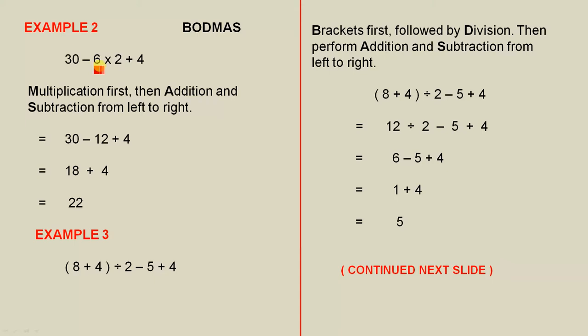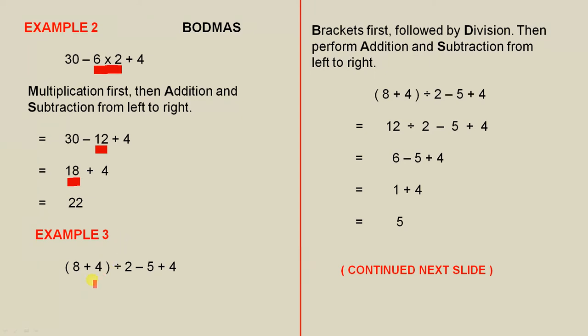So if we do that part first, that gives us this 12. Now we work from left to right. 30 take away 12 gives us 18. 18 plus 4 gives us 22.